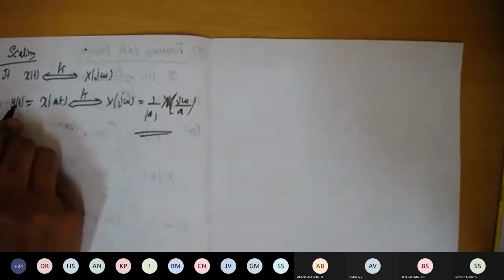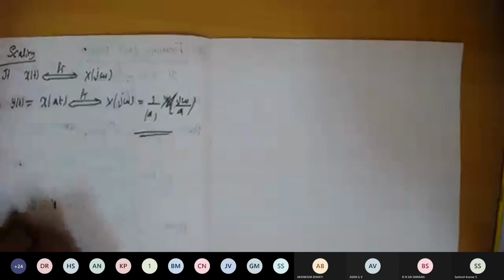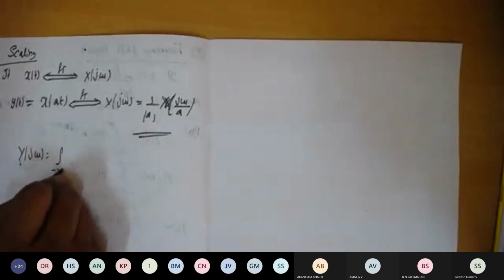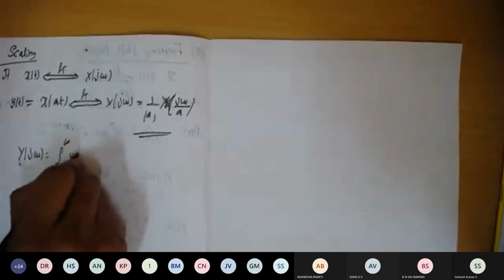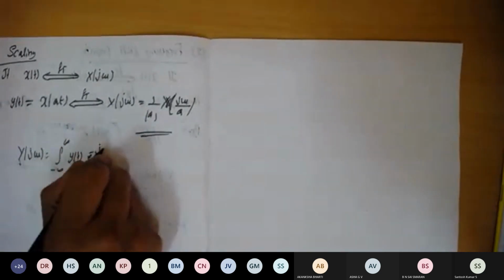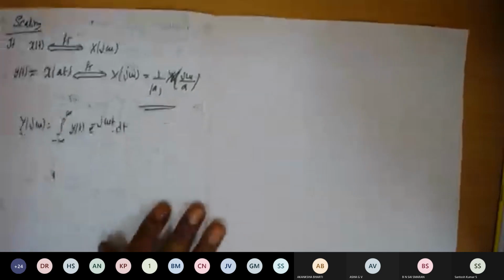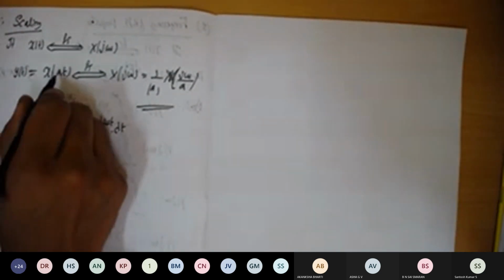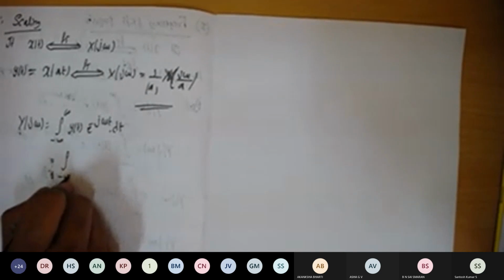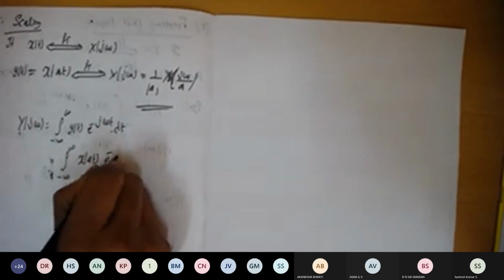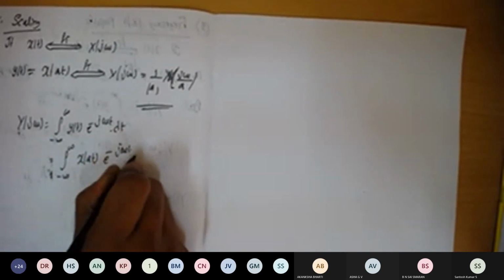In order to prove this, I'll consider the Fourier transform of y of t, not the DTFT. So y of j omega is equal to the integral from minus infinity to plus infinity of y of t into e to the power of minus j omega t dt. In place of y of t, let us substitute x of a t.